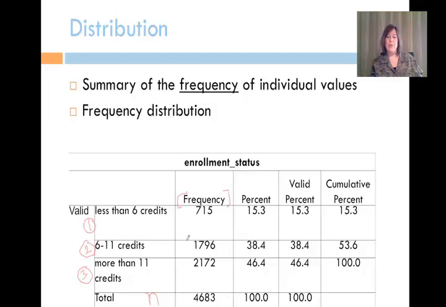With this amount of information, you can also call this a percentage distribution because it's actually giving us percents as well. And so the percent is just the proportion of the entire amount in this that had this value. So that 715 students represents 15% of the total number of students, and so forth.